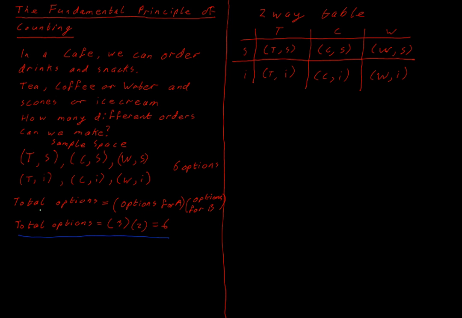So again, this is the fundamental principle of counting. The total number of options available to us is to take the options from each of our individual parts of our question and multiply them together. That's our fundamental principle of counting. A sample space is a list of all of the possible outcomes for a situation. And a two-way table is something that helps us to write our sample space, and it will be very important for more advanced probability questions that we will do later on. And that is what we need for now.